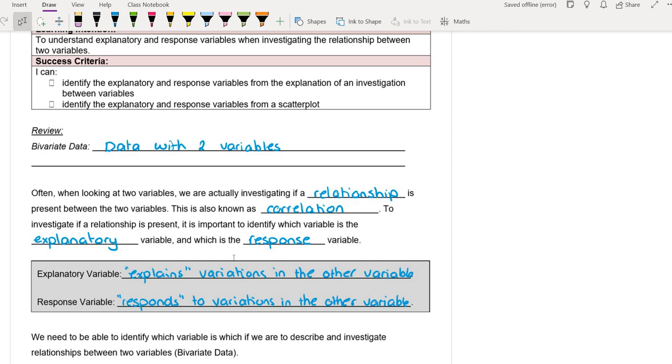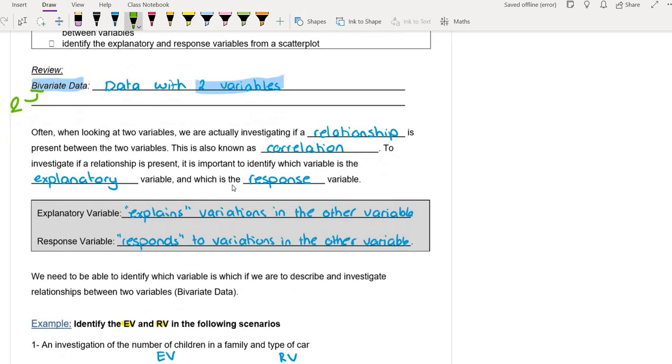All right, in this lesson we are introducing or reviewing what bivariate data is. When we talk about bivariate data, we're talking about data that has two variables. The word bi means two, like bicycle has two wheels. Bivariate data has two variables in the data. Now, because there are two variables, there might be a relationship between them. We call that correlation, co meaning like together.